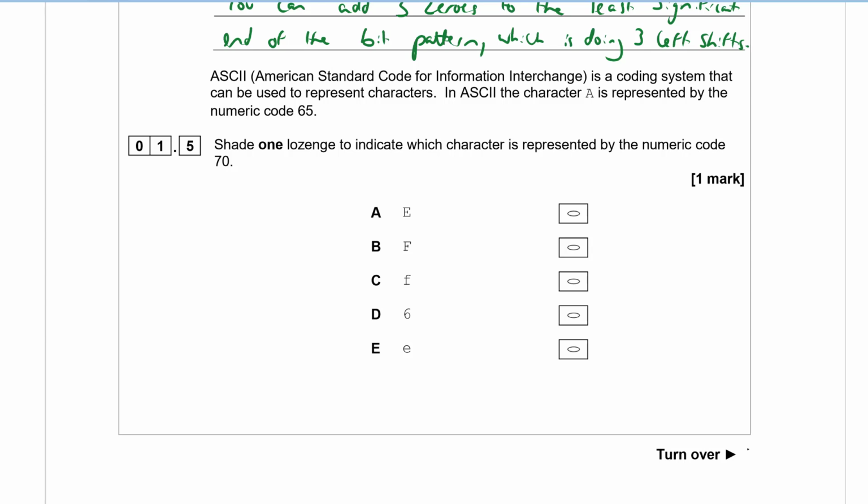So ASCII is a coding system that can be used to represent characters. In ASCII, the character A is represented by the numeric code 65. Shade 1 lozenge to indicate which character is represented by the numeric code 70. So this is testing you on the understanding that ASCII is sequential, meaning the codes follow a natural order. So the code for B is 1 bigger than the code for A, and so on and so on.